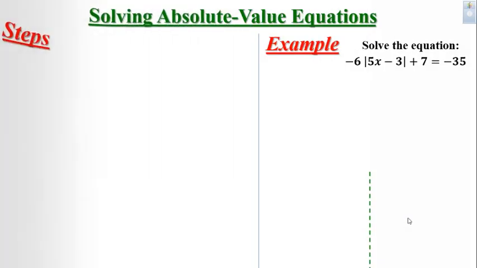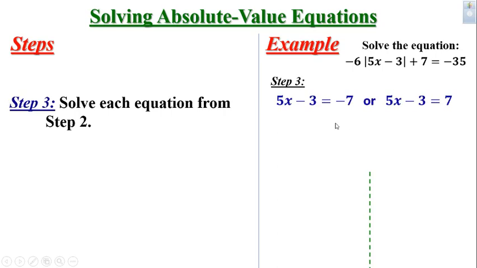Now we solve each equation. We have the two equations here to solve, and we solve them as always. We add 3 to both sides. Negative 7 plus 3 is negative 4, and positive 7 plus 3 is 10. And then we divide both sides by 5 in this example. So the answer is either x is negative 4 over 5 or x is 2.